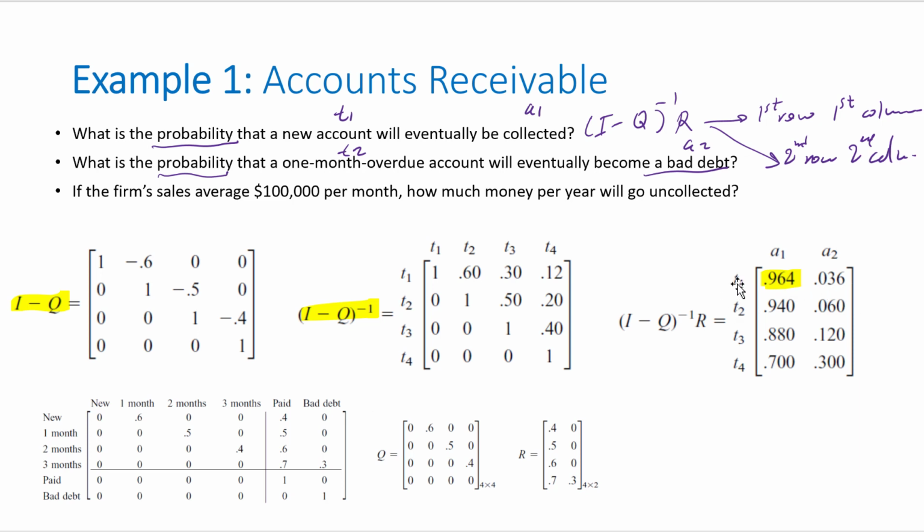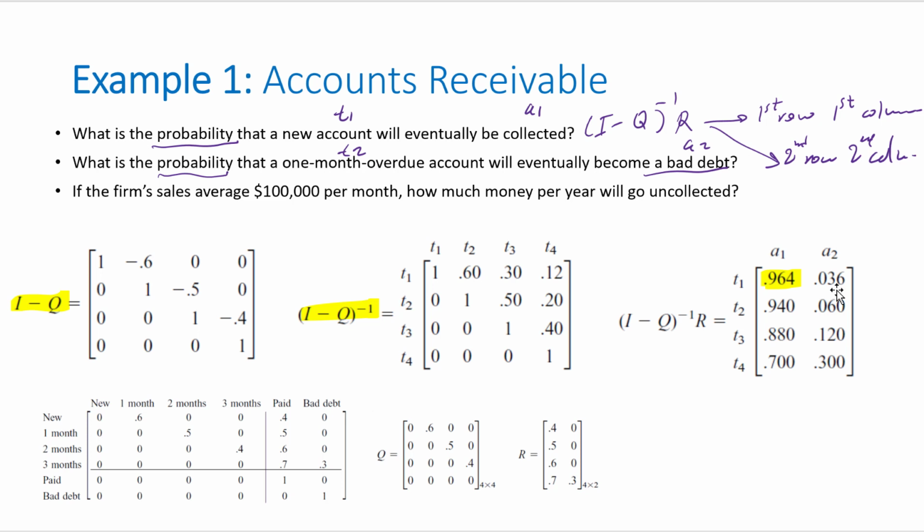Because if you're in a transient state, you're going to eventually end up in one of the absorbing states, either the first one or the second one. So the sum of the probabilities should be 1. Exhaustive and mutually exclusive. Alright, so there is a 0.964 probability that a new account will eventually be collected, which is good. And 0.036 is the probability that a new account will not be collected. It will eventually be marked as written off as bad debt.